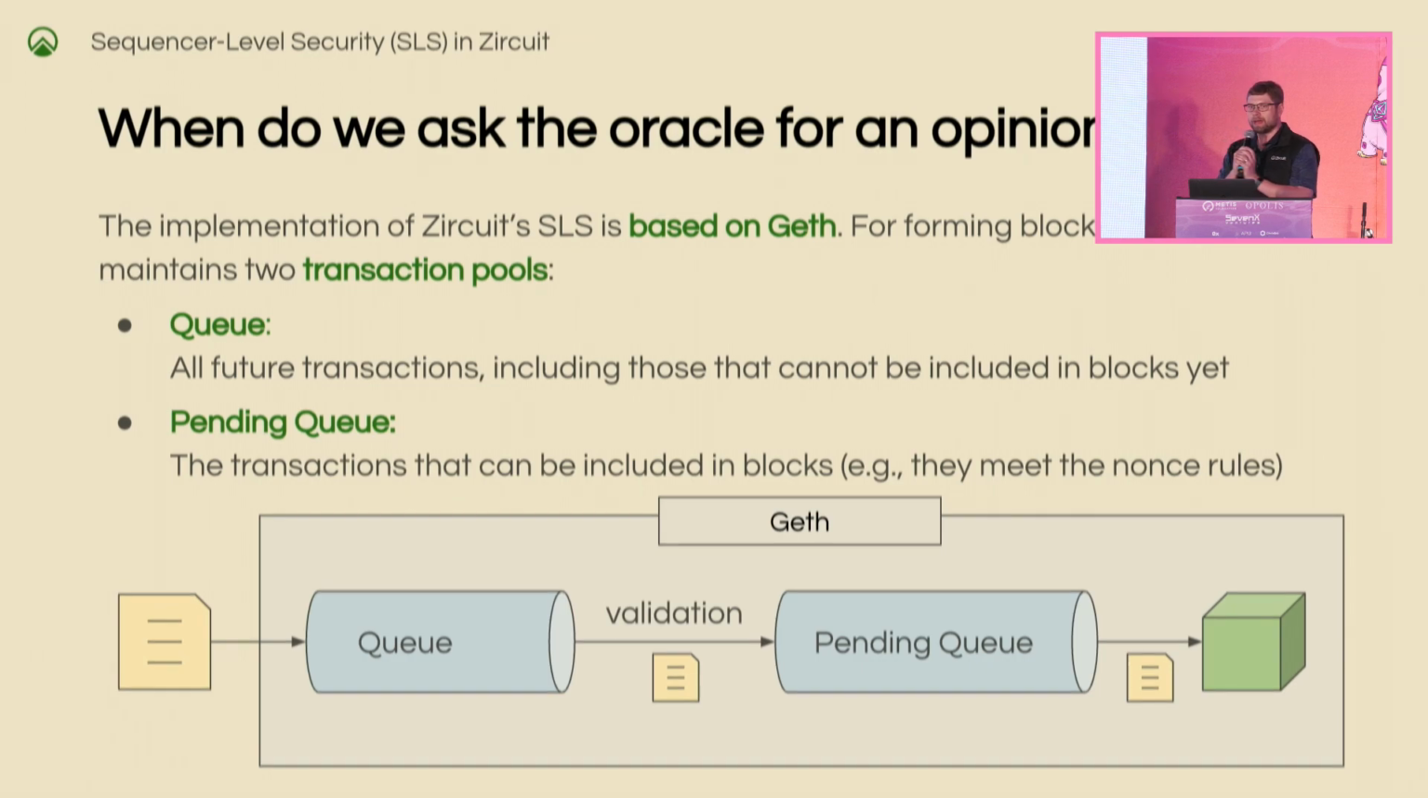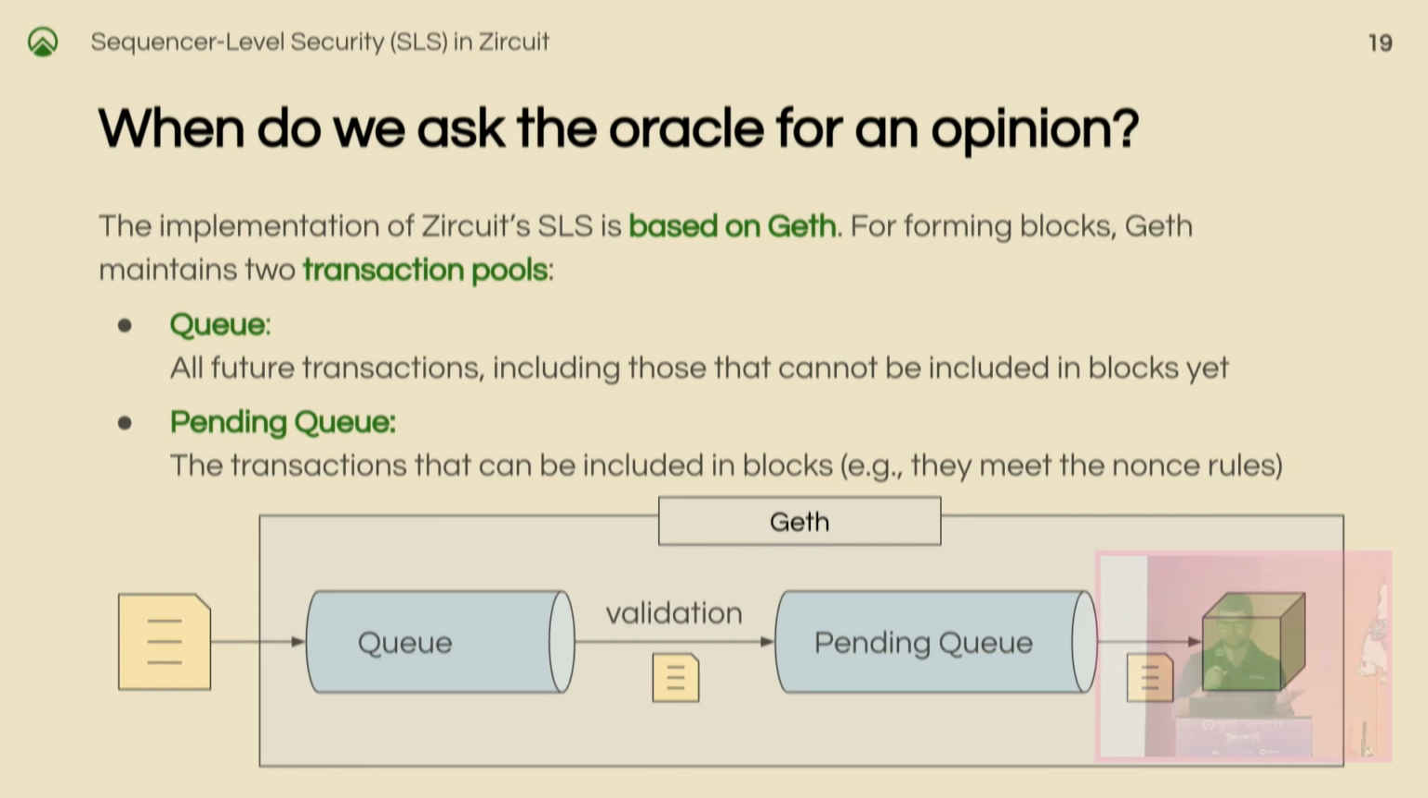So now I'm going to switch from the generalities into the specific implementation that we are following in Zircuit. Zircuit is actually implemented based on Geth. Now, when Geth handles transactions, it follows this simplified lifecycle. It maintains two pools. One is called queue, and the other one is creatively called pending queue. So, we have a little bit of term overloading in here.